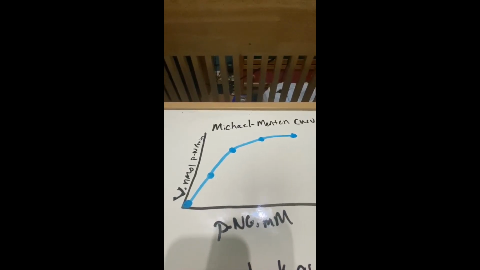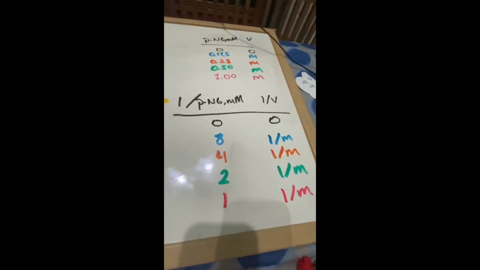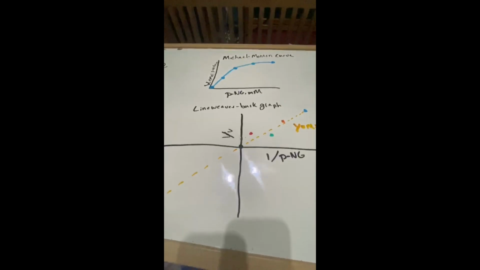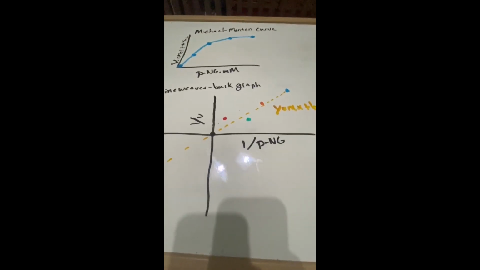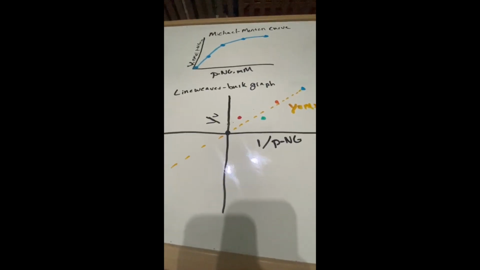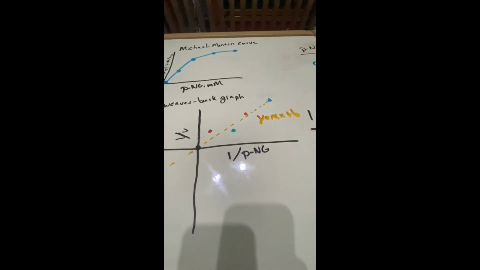So then what we're going to do is take the reciprocal of each of our data, and we're going to plot it into a new graph, which is going to look like this, a Lineweaver-Burk graph. We're going to take that graph and place a trend line, and from there we're going to take the linear formula.